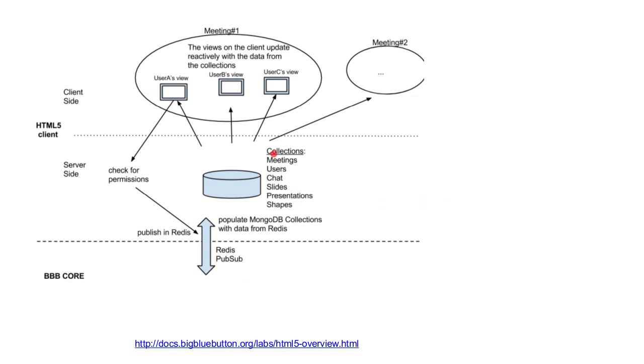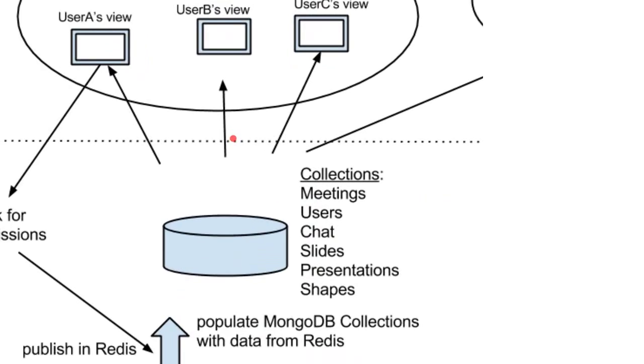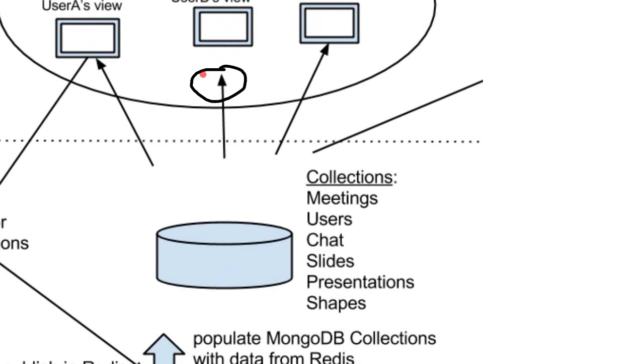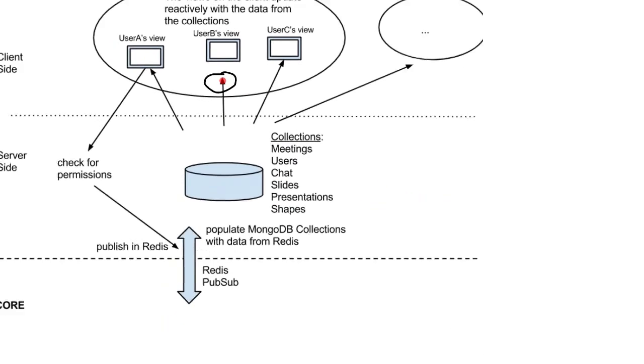One of the promises of BigBlueButton is you never have to ask the users, can you see what I'm pointing at? So if I zoomed in right now and someone was using the HTML5 client and I pointed at this, they would see exactly the same as the users on the web client.